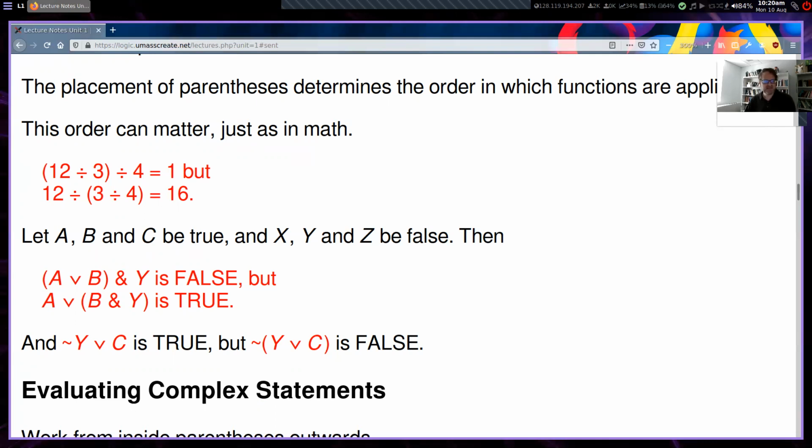If I make A, B, and C true and X, Y, and Z false, I'm just assuming that for the moment, we get different results here. A or B, ampersand Y, where A or B is in parentheses. A or B, both sides are true, it's true, but true and false is false. That's false. But if I say A or, in parentheses, B ampersand Y, we do the B ampersand Y first. True and false is false. True or false is true, though, so that would be true, right? So the order in which we apply these truth functions makes a difference to the result.